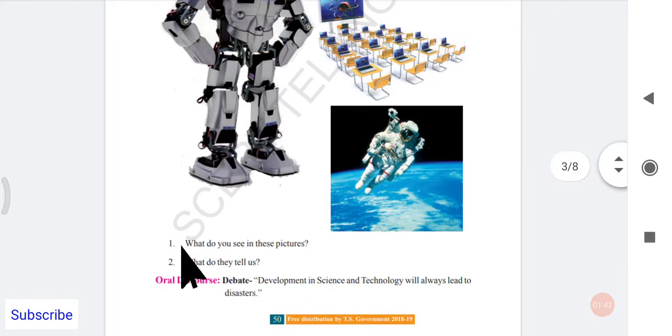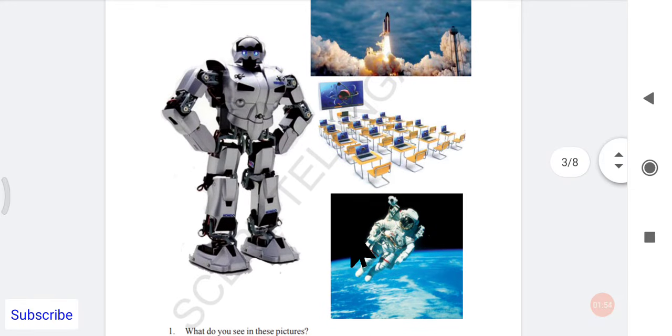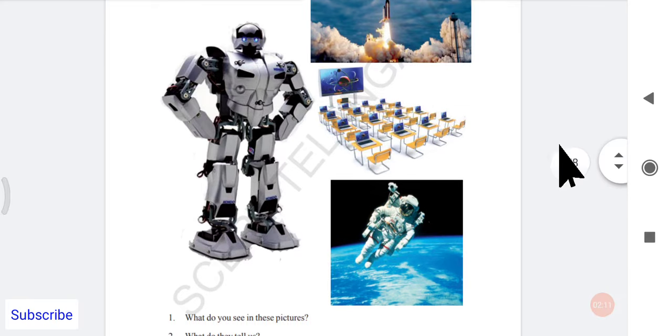Next we have some questions here. What do you see in these pictures? Whatever I described now, you have seen that. Next, what do they tell us? They tell us that science and technology is very, very essential, very important in our life, and everybody should learn and make use of technology and science.